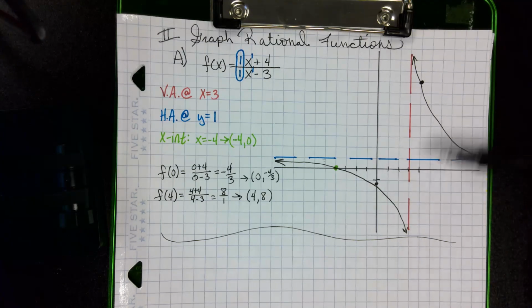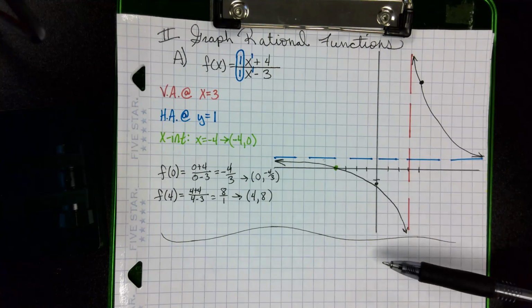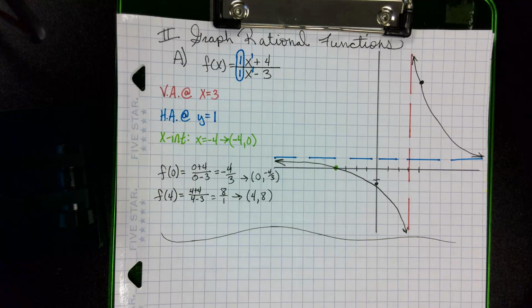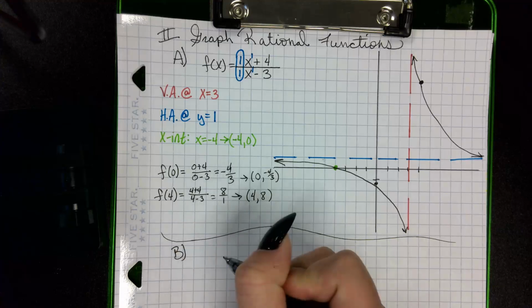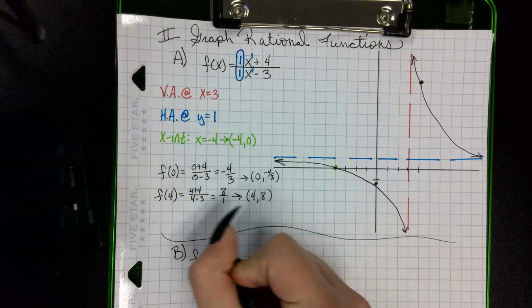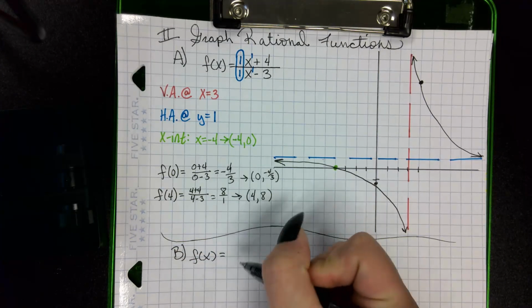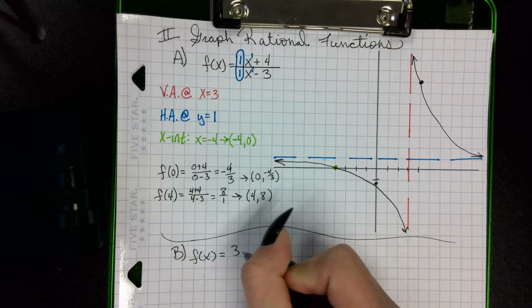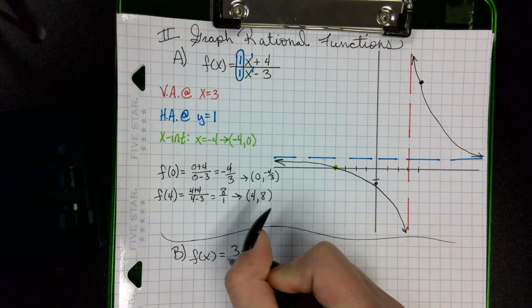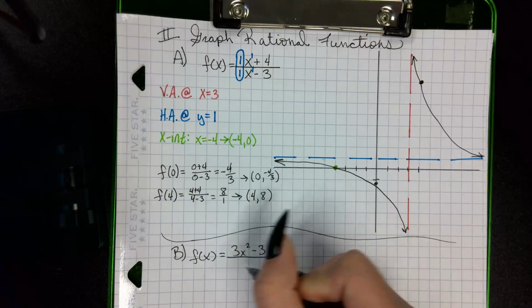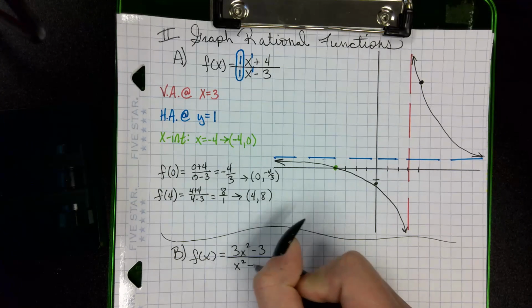So it generally looks like the parent function, where there's a curvy part up in the top right and a curvy part in the bottom left. It's just been moved around a little bit. So there's that one. So then, let's look at the next example. If we have f of x equals 3x squared minus 3 over x squared minus 9.